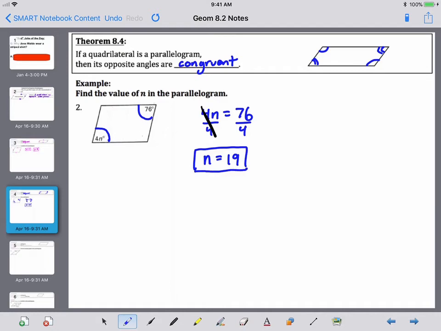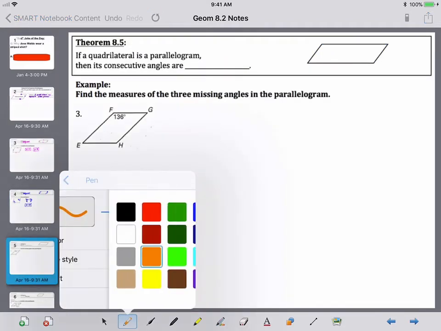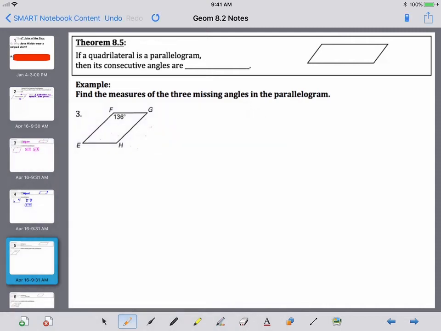Alright, the next two theorems get a little bit trickier, but they're still pretty straightforward. Theorem 8.5 again tells us that if a quadrilateral is a parallelogram, then its consecutive angles, meaning one after another or next to each other, are supplementary. And if you recall from earlier this year, supplementary means that they add up to 180 degrees.